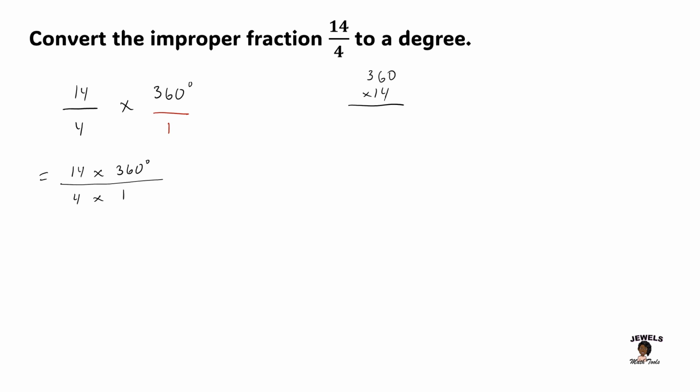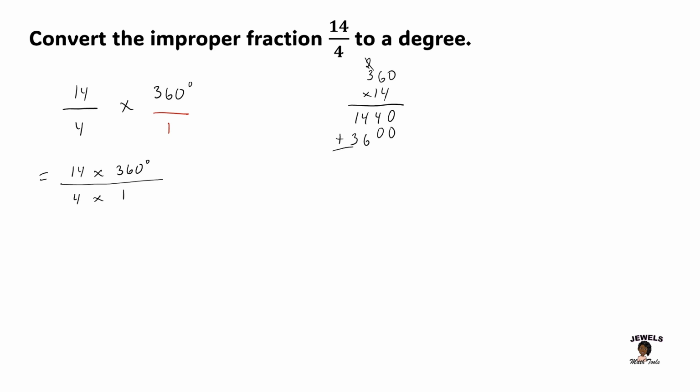So 4 times 0 is 0. 4 times 6 is 24. I put my 4 and carry the 2. 4 times 3 is 12. Plus 2 will give us 14. We're going to add in our 0 and then begin multiplying by my 1. So 1 times 0 is 0. 1 times 6 is 6. 1 times 3 is 3.